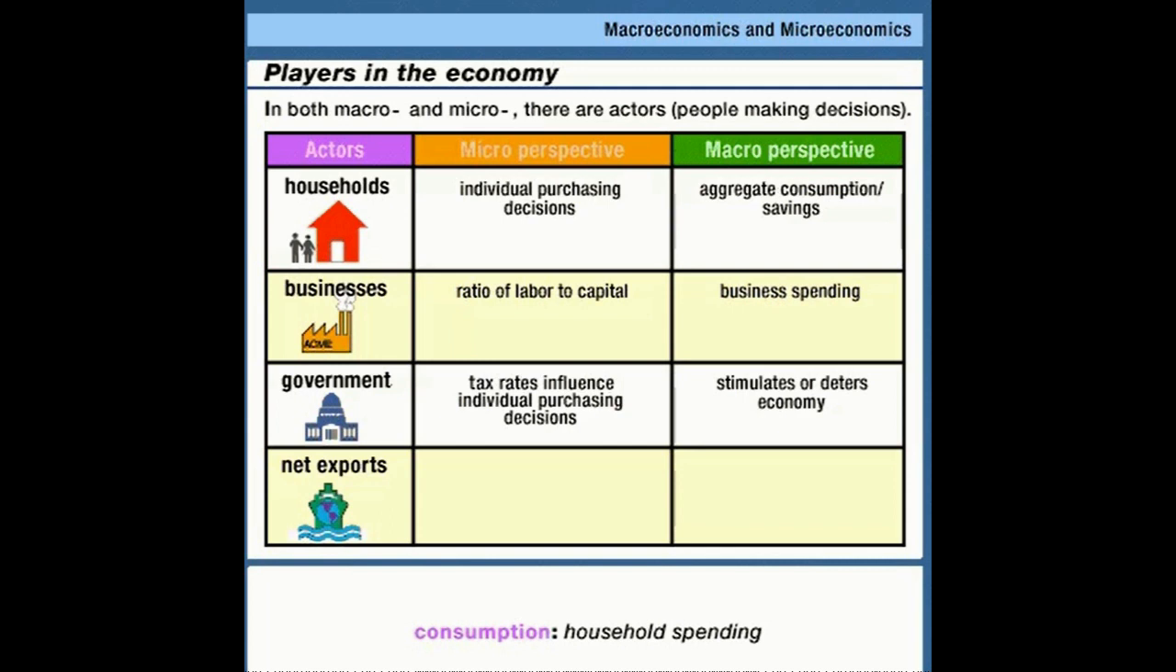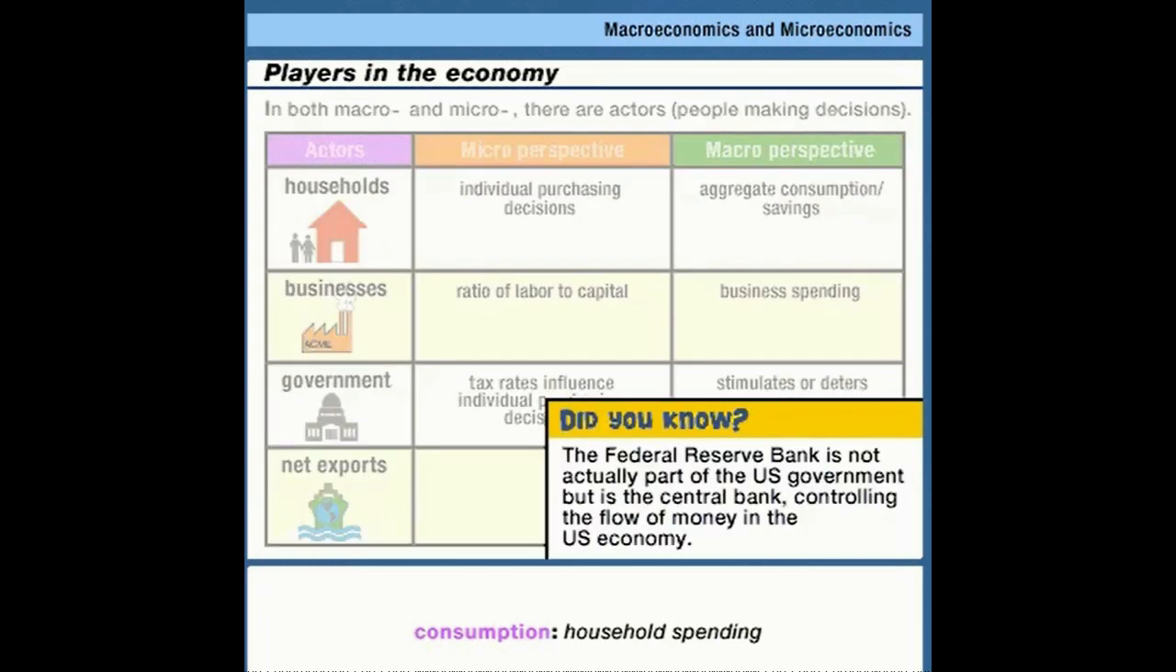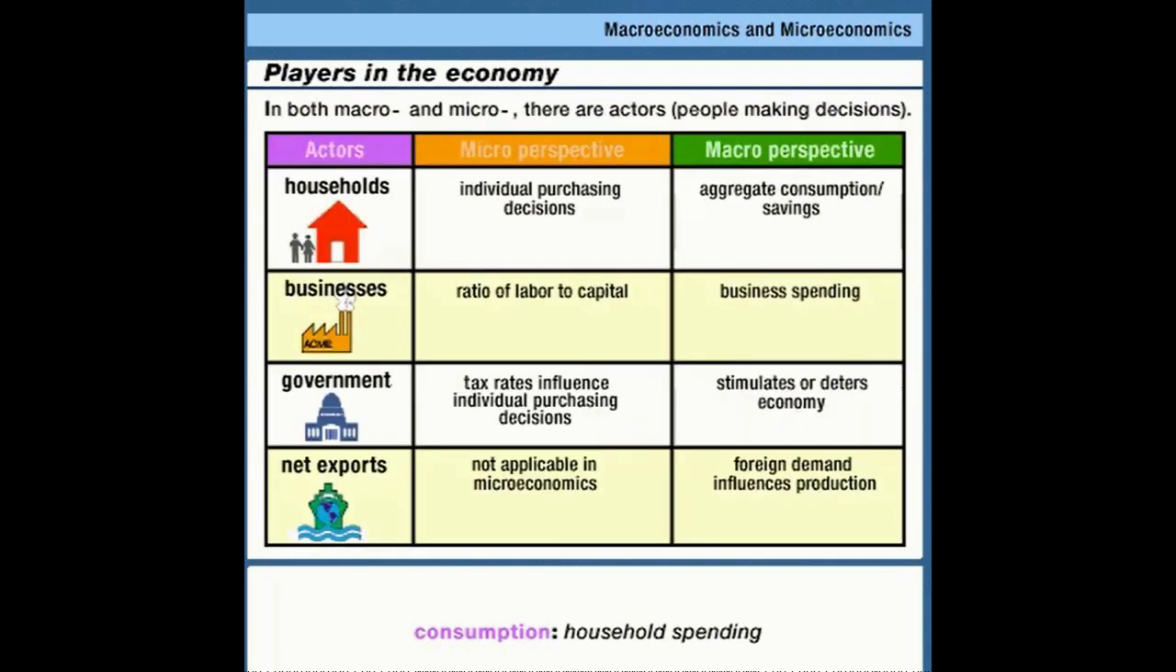Finally, we have foreigners, and we didn't talk about foreigners in microeconomics at all. But now the foreign sector becomes very important because the demand for our goods overseas determines the amount that we can export, and that's going to determine how much factories are going to be inclined to produce. Factories tend not to produce goods they can't sell, and foreign demand becomes an important component in the macro economy. So, these are the players in the macro economy.